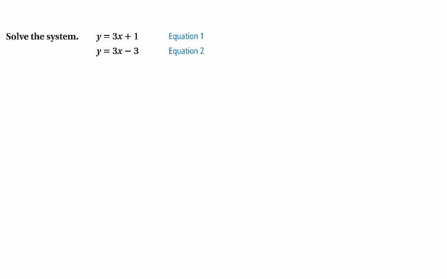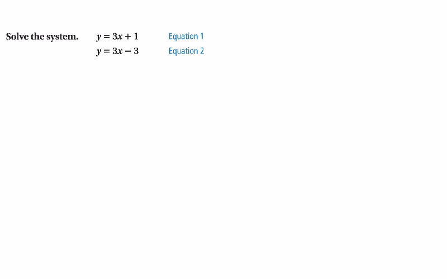Hi guys, this is going to be a quick review of solving special cases. So here's your first system: y is equal to 3x plus 1 and y is equal to 3x minus 3. What do you notice about the two equations? They have the same slope but different y-intercepts. If we were to visually graph this, they will be parallel lines. But let's go ahead and solve it algebraically.